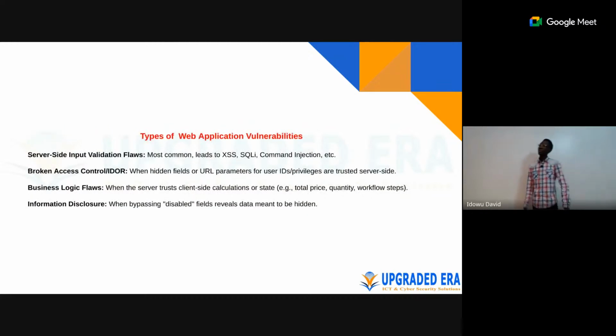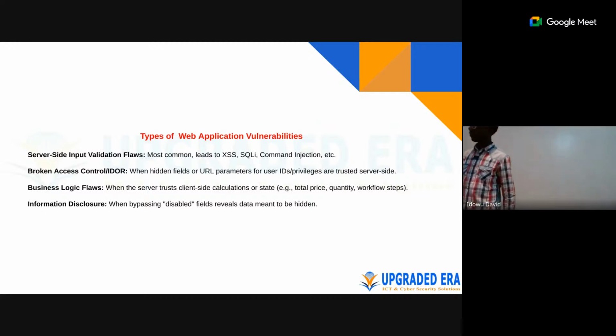Okay. Now, this is more like a brief overview of the major types of web application vulnerabilities. So we have some flaws called server-side input validation flaws. These are the most common type of flaws you have on every web application. They often lead to cross-site scripting, SQL injection, command injection, etc. Second of all, we have something called broken access control, or IDORs, which are insecure direct object references.